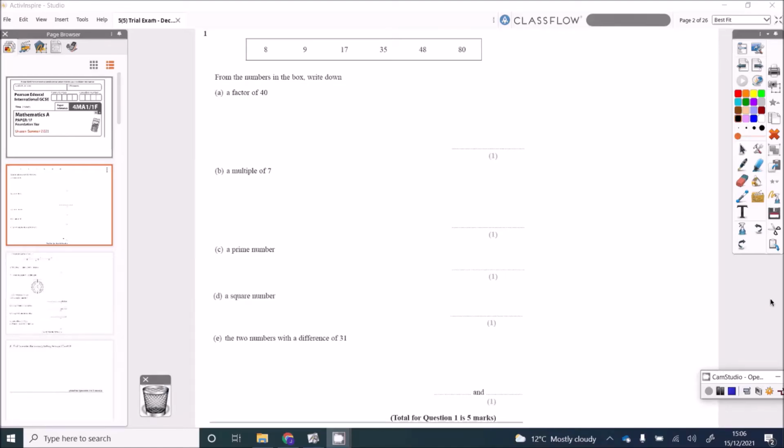So, question 1. We start off being asked for the factors of 40. Now, the factors are the small whole numbers that when multiplied by another factor would give you 40. So, 8 is a factor because 8 times 5 equals 40. So, both 8 and 5 would be factors, but 8 is the only one on the list.